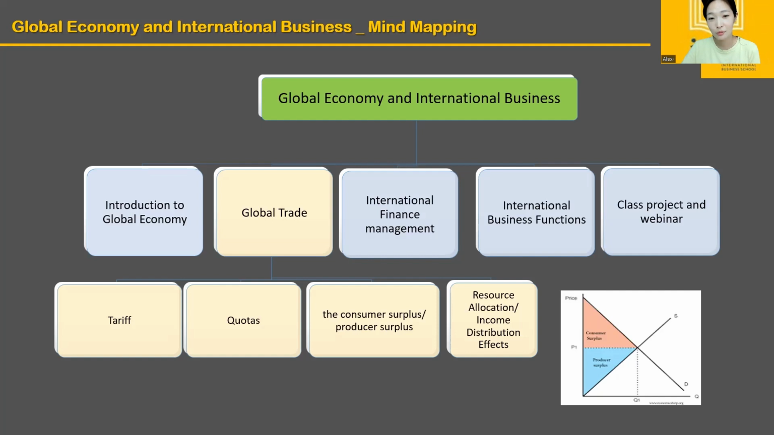The consumer surplus refers to the difference between what a consumer is willing to pay and what they paid for a product. The producer surplus is the difference between the market price and the lowest price a producer is willing to accept to produce a good. Through this theory, we found out resource allocation and income distribution effects.